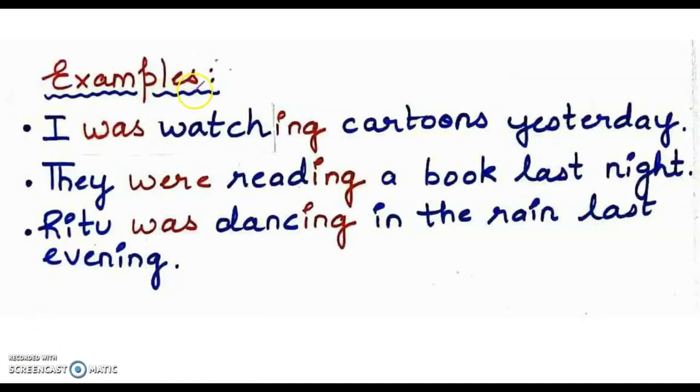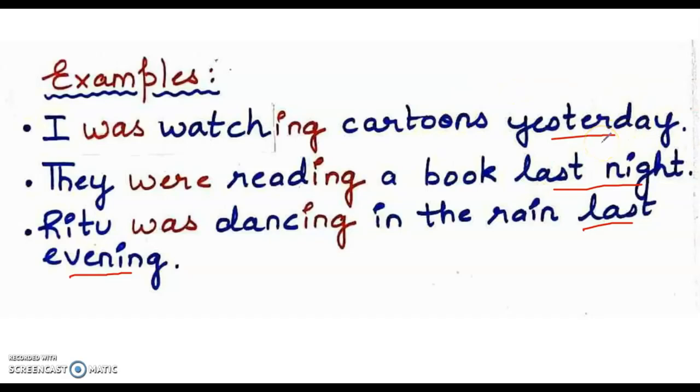Now let us see some more examples. I was watching cartoons yesterday. They were reading a book last night. Ritu was dancing in the rain last evening. So with these words like yesterday, last night, last evening, we can easily make out that the action had already happened, isn't it? We know what does yesterday mean?